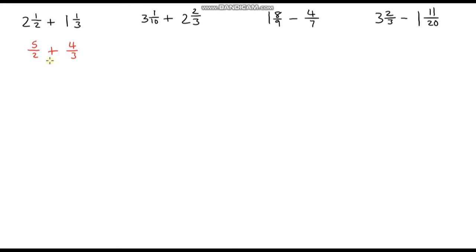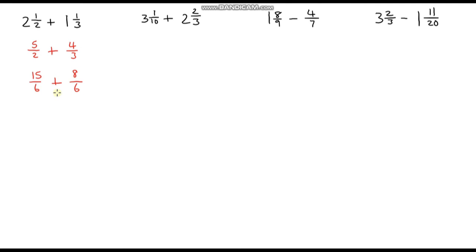And now we need to get fractions with the same denominator. So the lowest common multiple of 2 and 3 is 6. So our denominator is going to be 6. Now to go from 2 to 6, we're timesing by 3. So 5 times 3 is 15. To go from 3 to 6, we times by 2, 4 times 2 is 8.